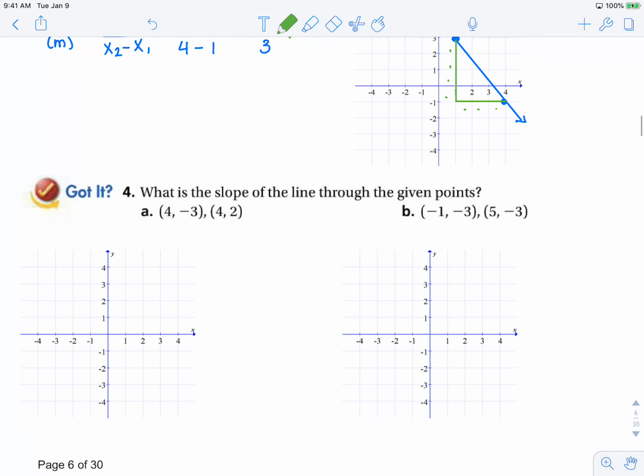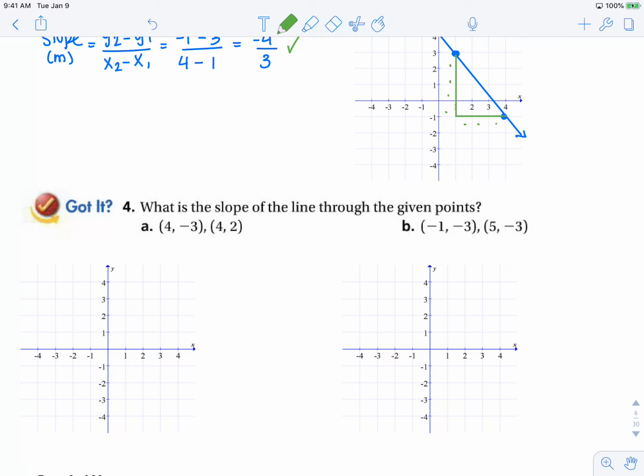Let's try 2 more examples. If you feel good about this, you can pause the video and try it on your own first, and then check with what I do. If you need to follow along, please do so. So once again, x1, y1, x2, y2, slope equals y2 minus y1 over x2 minus x1.